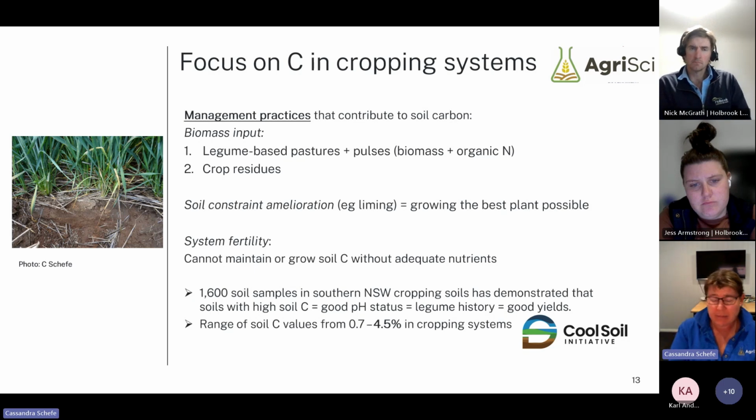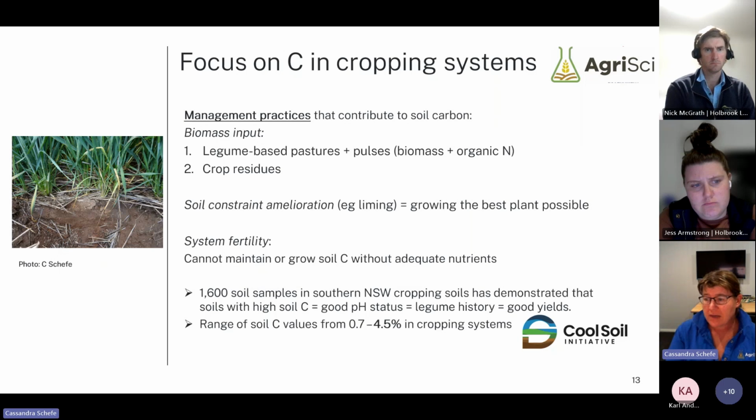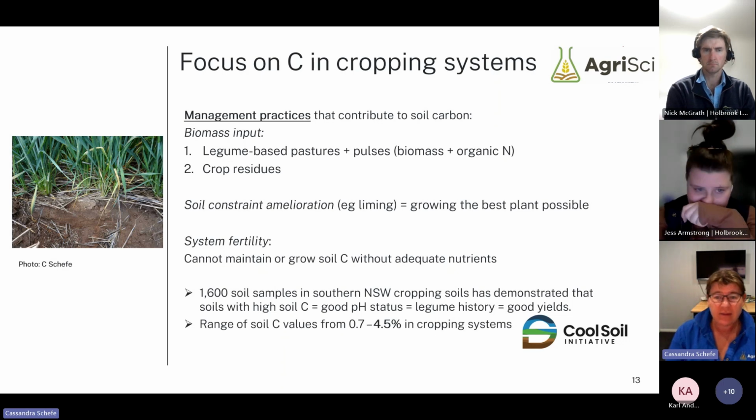From work that we've done in the region, we know that biomass input is a significant contribution. This is both in current work we're doing and in a lot of the long-term trials that have been done in southern New South Wales. The role of legume-based pastures and pulses is key to maintaining our soil carbon. The value of these systems are not just the biomass that they bring into the system, but also the high organic nitrogen component. We know, and we'll talk through a bit more, that we can't have carbon in our systems without nitrogen. So we've got a very strong evidence base to show that having that legume component is really pivotal to maintaining and increasing our soil carbon values.